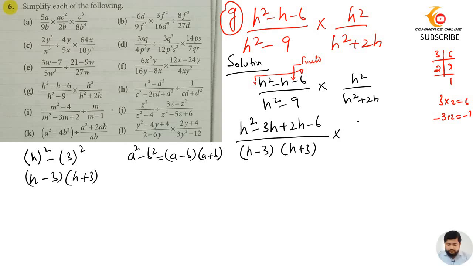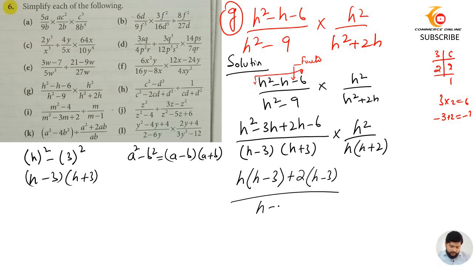Now multiplied with h square plus 2h, which can be written as h times h plus 2, because we have h common in this function. H is here and h is here, we take h as common. Now h square minus 3h has h in common, so the remainder will be h minus 3, plus 2h minus 6 has 2 common, the result will be h minus 3.